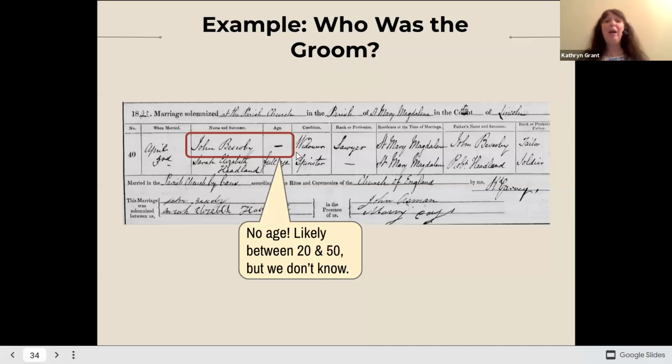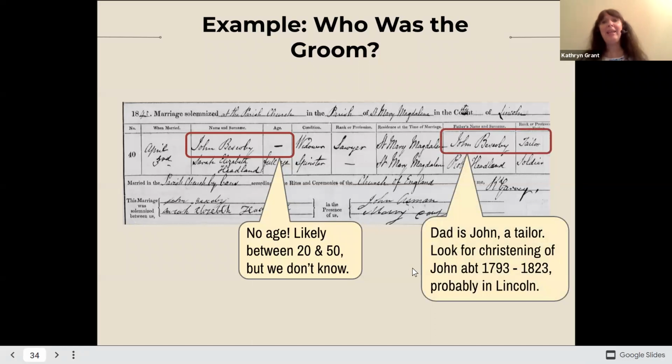So John, we have no clue whatsoever, but because he's a widower, he had to have been at least full age. And so the only thing I could think to go on was, okay, he's been married before, possibly he's raised a family, possibly he didn't though, maybe his wife died young. So I just estimated that he would probably be between 20 and 50, but I don't really know. But that was just a range for me to start my search.